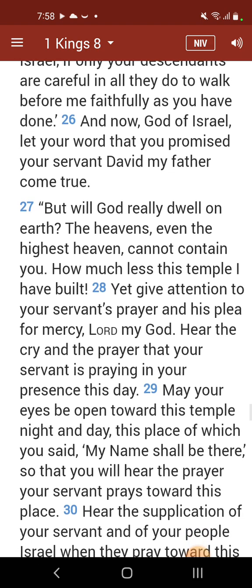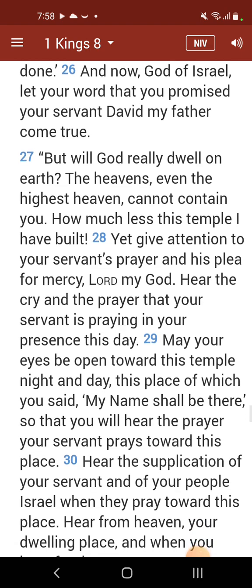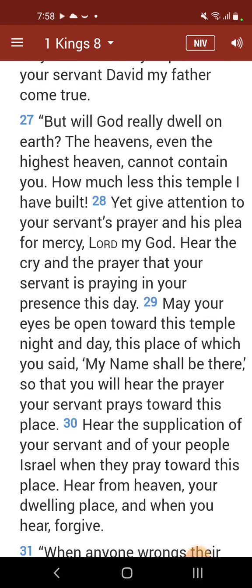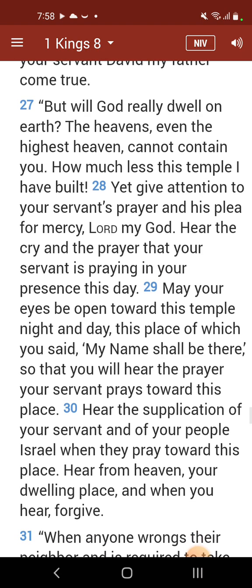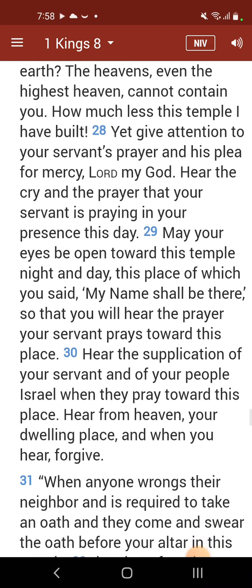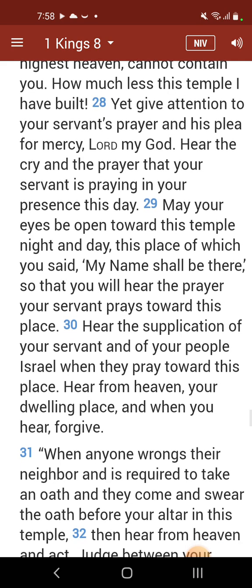But will God really dwell on earth? The heavens, even the highest heaven, cannot contain you. How much less this temple I have built? Yet give attention to your servant's prayer and his plea for mercy, Lord my God. Hear the cry and the prayer that your servant is praying in your presence this day.